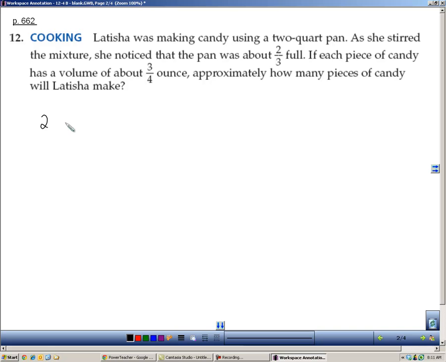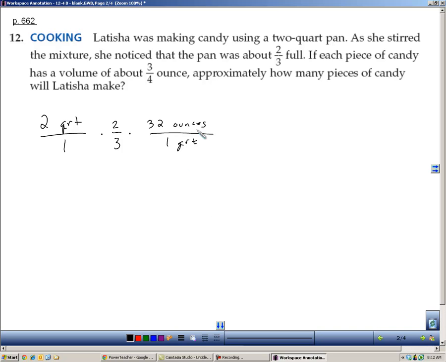So let's get started. We'll start with a 2-quart pan over 1 because that's just the beginning value. And we're told that the pan is only 2/3 full, so we have to multiply by 2/3 because we don't have a full pan. Now we've got to convert the quarts into ounces so that we can divide and find out how many pieces are in there. Well, you can Google and find that there are 32 ounces in 1 quart. So that's going to cancel the quarts, leaving me with ounces.